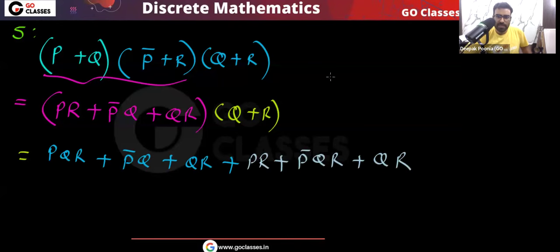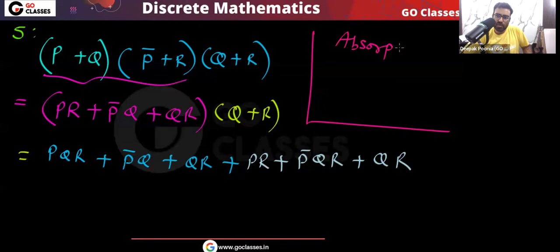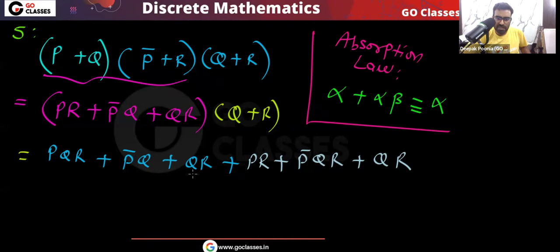Notice one more thing, this absorption law we know. The absorption rule basically says that alpha or alpha beta is equivalent to alpha. So notice here, QR or QR is basically QR. Now let's call this QR alpha. Here also you have QR, so it's alpha or alpha beta, which I can simply write as alpha. So these things have become QR.